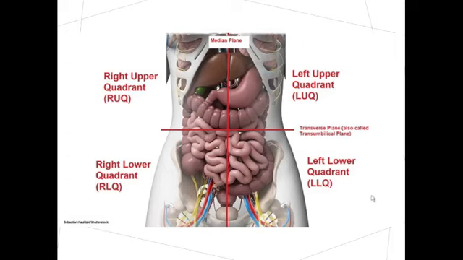Just take note that as you can see here, this is the left upper quadrant, but it's on the right. But actually, it's from the perspective of the anatomical position, not your perspective. So if you're looking at your own body, you're going to see your left upper quadrant on your left side and the left lower quadrant on your left lower side.